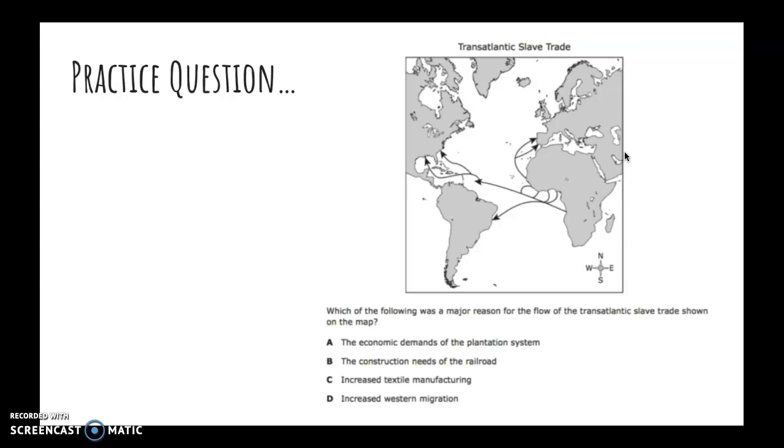Here's another practice question. Transatlantic slave trade. Which of the following was a major reason for the flow of the transatlantic slave trade shown in the map? Again, look at your annotating guide. Look at your word associations. Find the word associations.